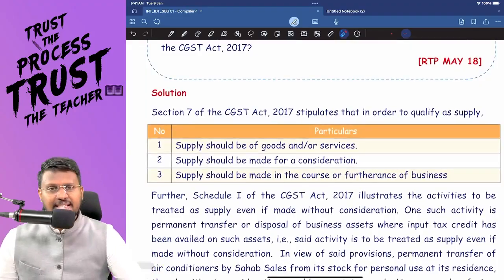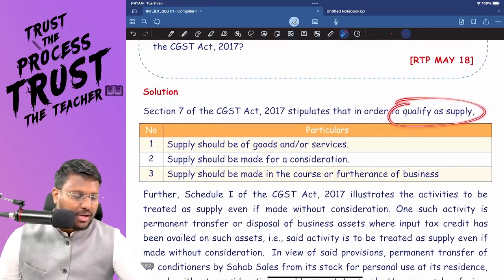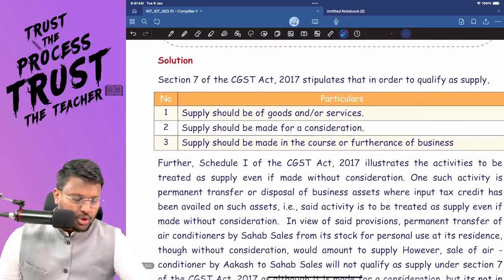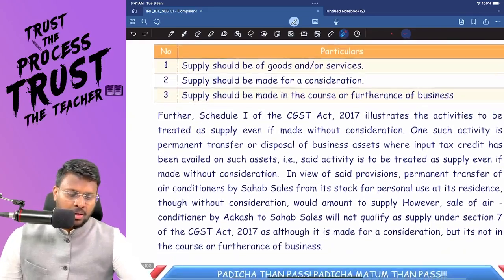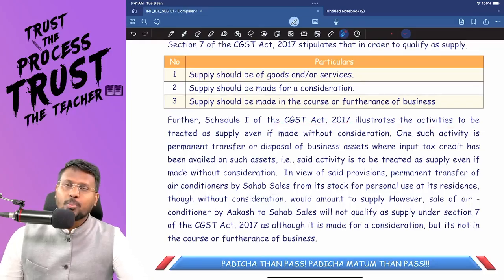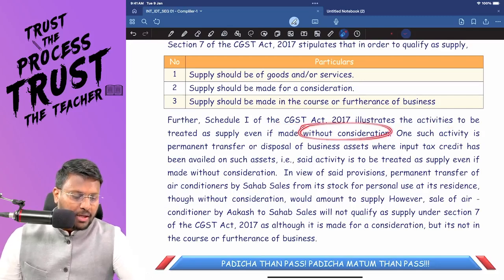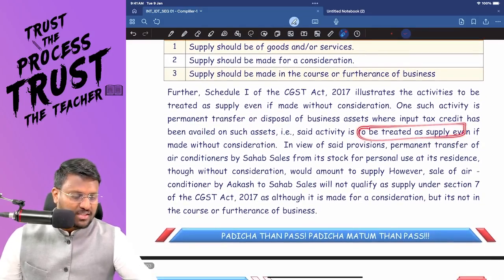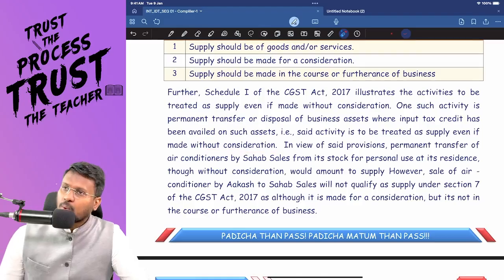Section 7 of the CGST Act stipulates that in order to qualify as what? Supply. Supply should be of goods or services or both. Supply should be made in the course or furtherance of business. Schedule 1 of the CGST Act illustrates the activities to be treated as supply even if made without consideration. One such activity is permanent transfer or disposal of business asset where ITC has been availed on such asset. That is, said activity is to be treated as what? Supply, even if made without consideration.